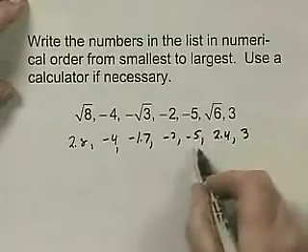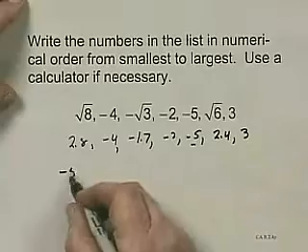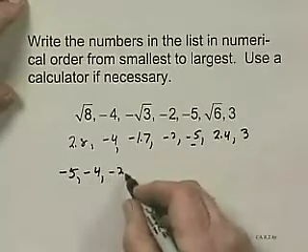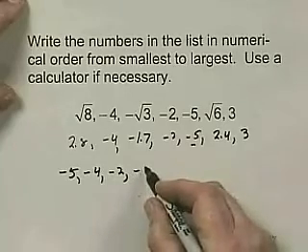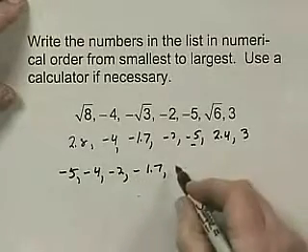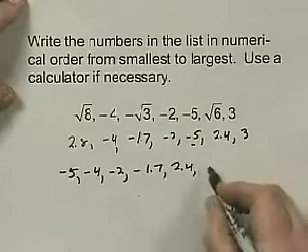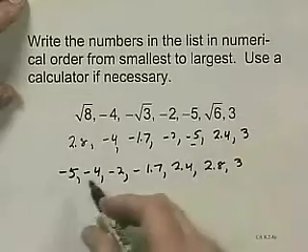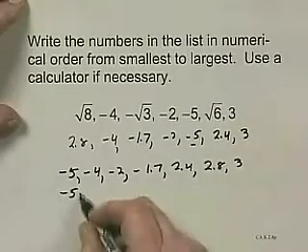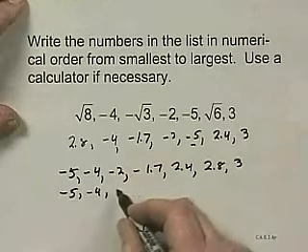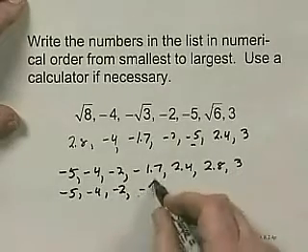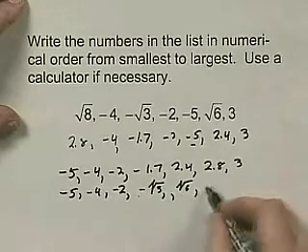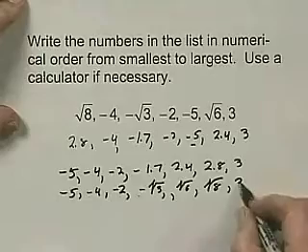And now we can order them. Our smallest number is negative 5. Our next number is negative 4. Then comes negative 2. Negative 1.7, then 2.4, 2.8, and then 3. And then going back to our original numbers, it was negative 5, negative 4, negative 2, negative the square root of 3, the square root of 6, the square root of 8, and 3.